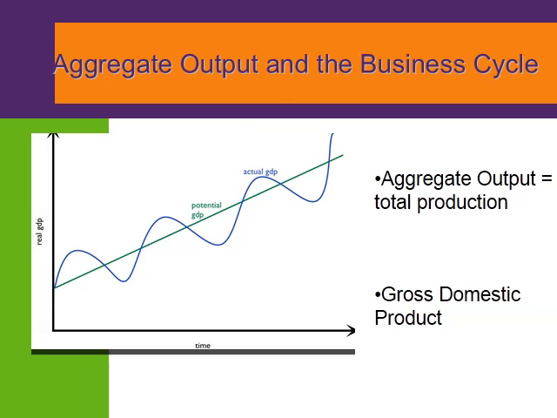Go ahead and, if you have not so far, draw a business cycle and show what GDP is doing throughout the business cycle. Remember, GDP is increasing in an expansion and decreasing during a contraction. It reaches its high point at the peak and its low point at the trough.